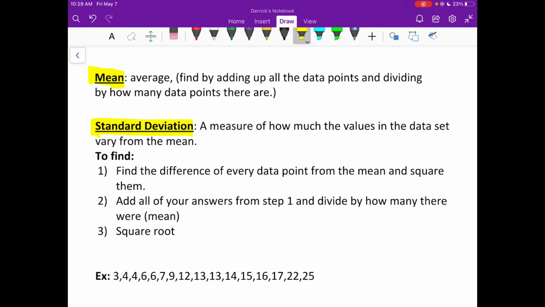After you have found the difference from every single data point and the mean, and then you've squared all those answers, you're going to take all those squared differences and find the mean, the average of those. You're going to add up all those squared differences and divide by how many of them there were. After you have got that mean from your squared differences, you're going to square root, somewhat reverse that squaring process, and that will be your standard deviation.